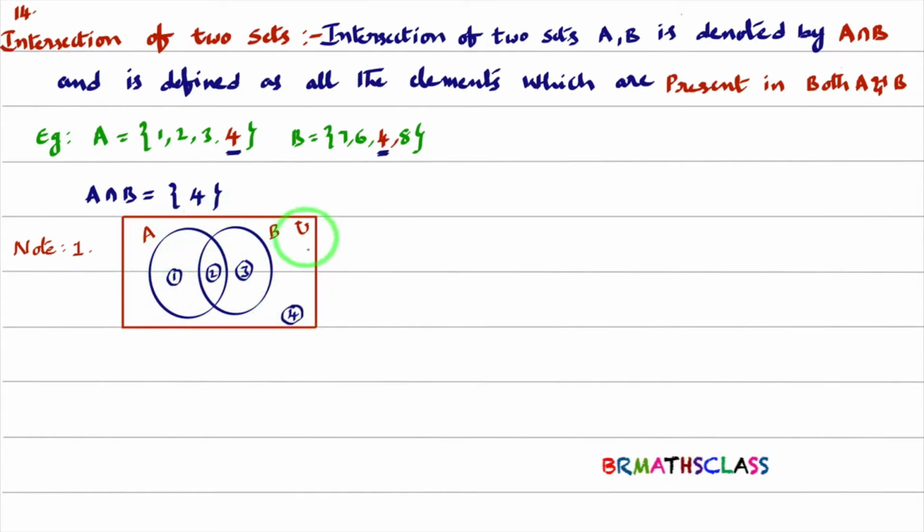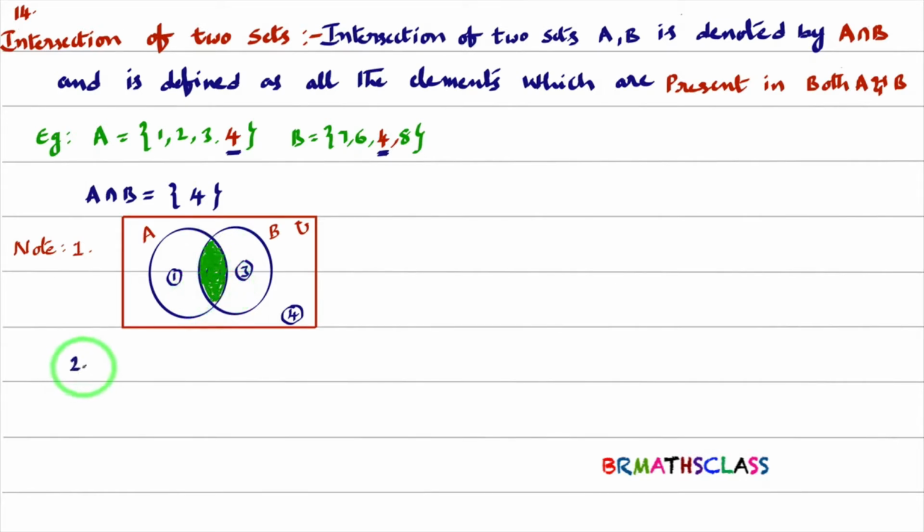Now in this diagram, which zone is known as the intersection of two sets? What is intersection of two sets? All the elements which are present in both A and B. You identify the elements which are present in both A and B. You see here, this zone is present in A and this zone is present in B also. Please try to understand. This is the zone which is present in A and which is present in B. That means the second part is the intersection of two sets in this Venn diagram.